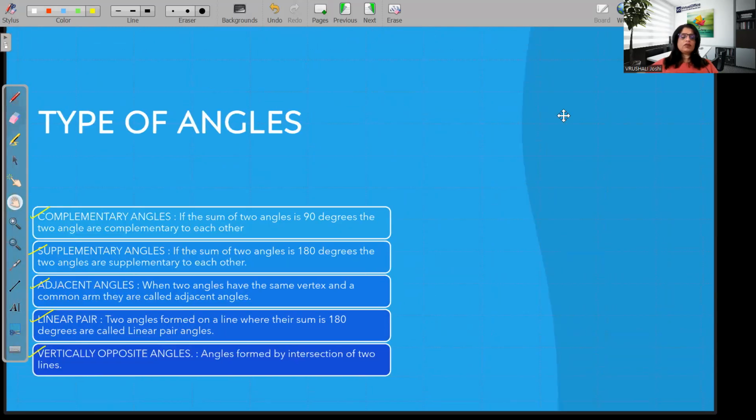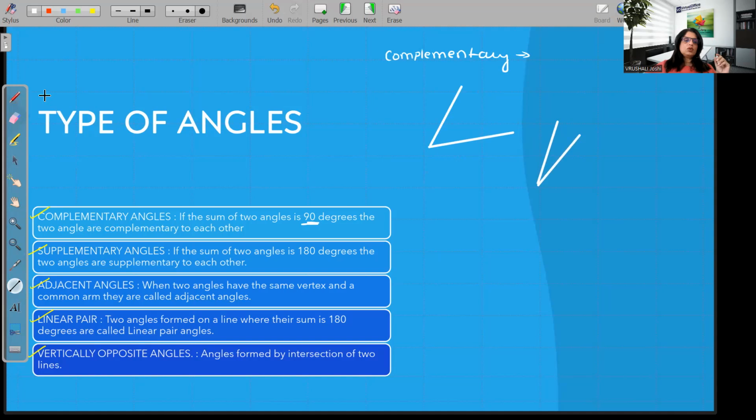So let us understand one by one. Complementary angle. What is the meaning of complementary angle? Complementary means, as it is written here, that the sum of the angles is 90 degree when you add the two angles. So for example, suppose you have this and this. If this is 60 and this is 30, if you add them, that is equal to 90. That means these two angles are complementary angles, correct?